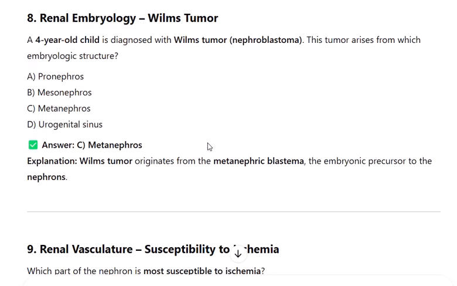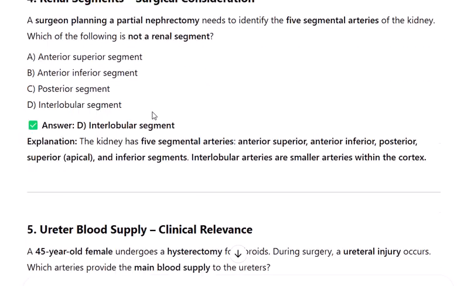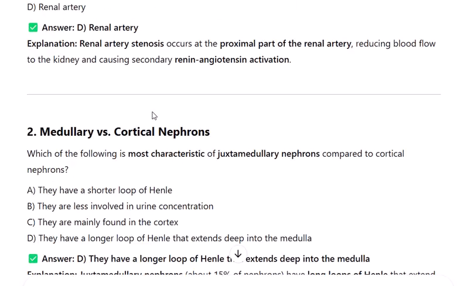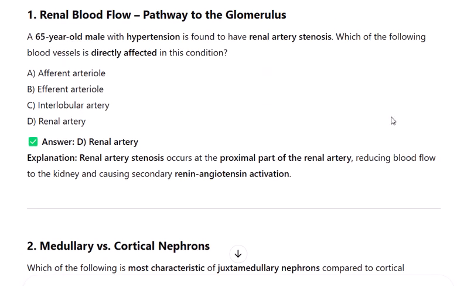Here are 10 Puerto Rico Medical Board-style clinical vignettes focused on renal anatomy, each with 4 answer choices and detailed explanations. Renal anatomy, clinical vignettes. 1. Renal blood flow, pathway to the glomerulus.